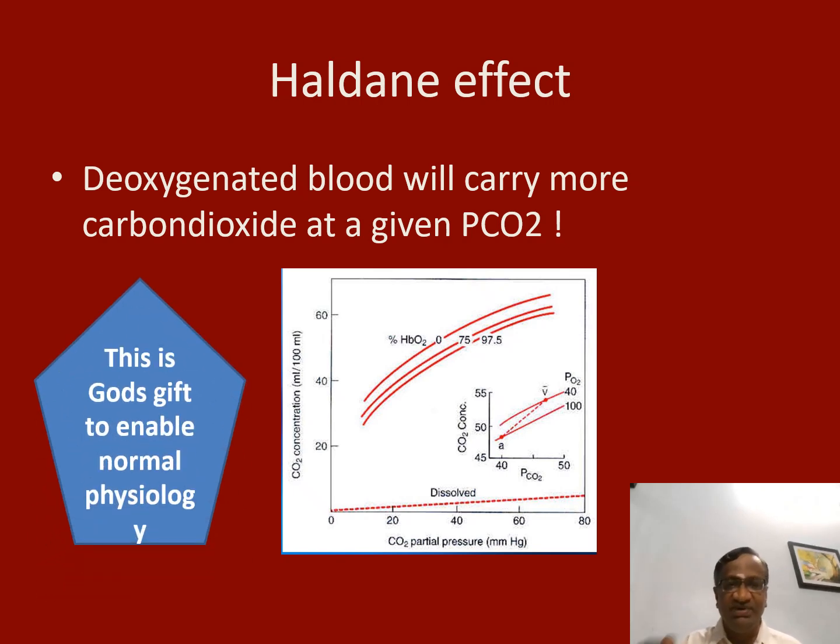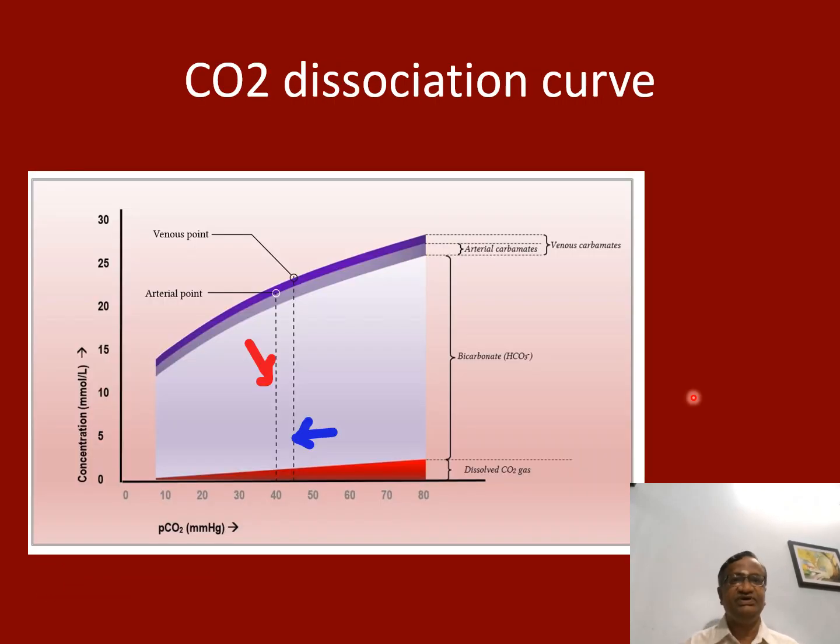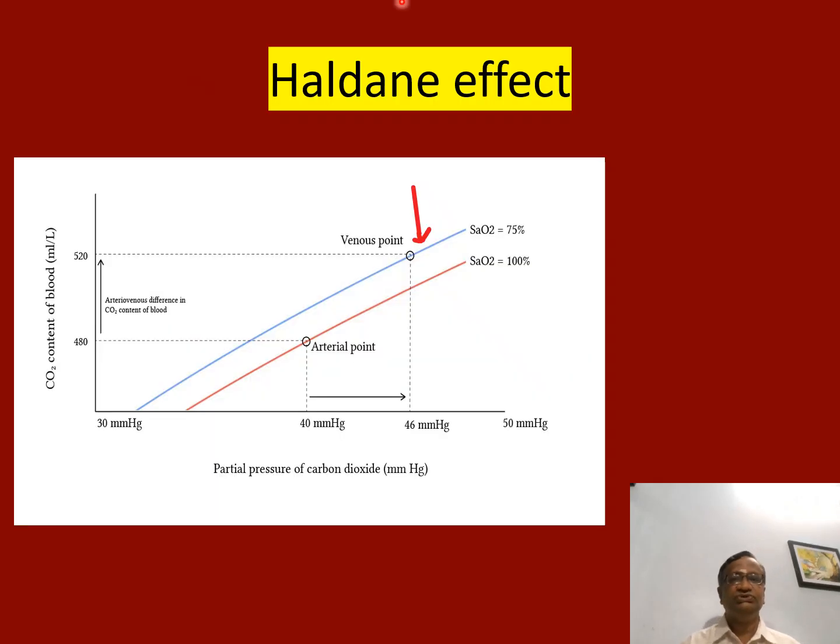This is God's gift to enable the normal physiology. Yes, the carbon dioxide dissociation curve is between PCO2 and the concentration, the arterial point and the venous point. So this deoxygenated blood carries more carbon dioxide. That is what is called the Haldane effect. This is the Haldane effect, very clearly mentioned in the carbon dioxide dissociation curve.